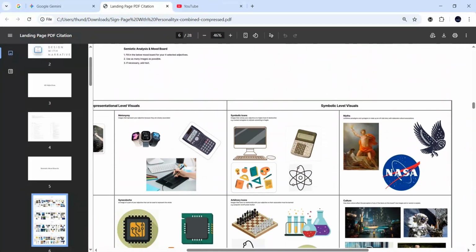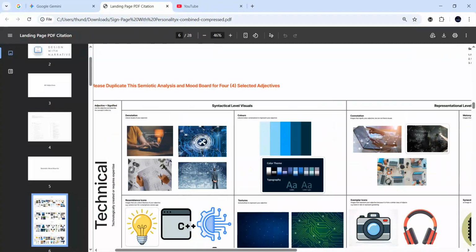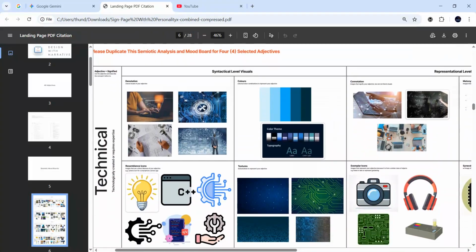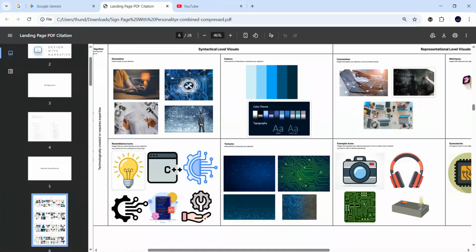The next term that I decided to do was technical, which is defined as technologically created or requiring expertise. So the same thing again: denotations, which are literal visuals of my adjective, and then colors that it's associated with, and icons and textures.